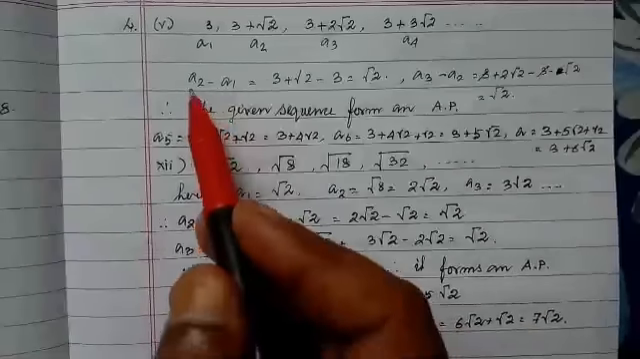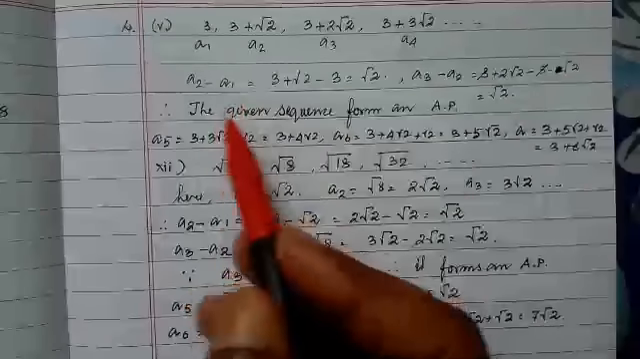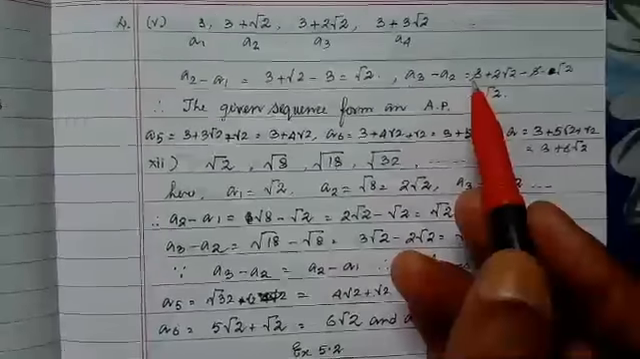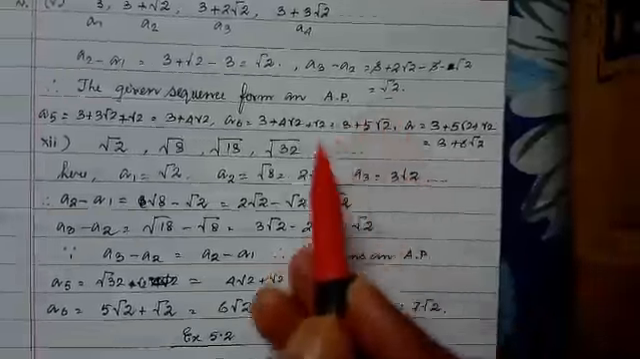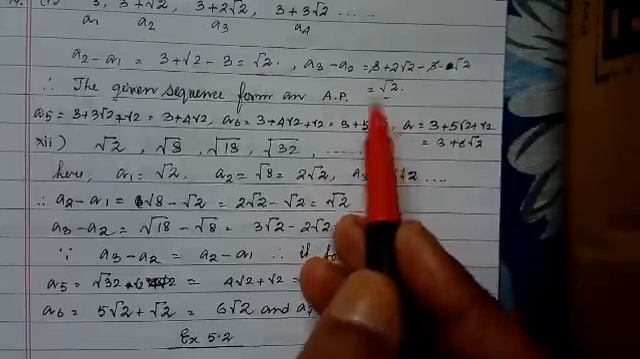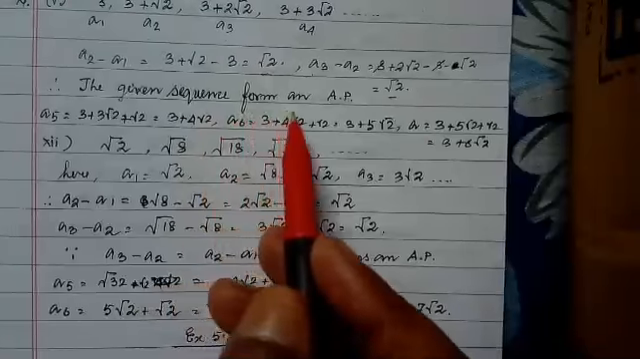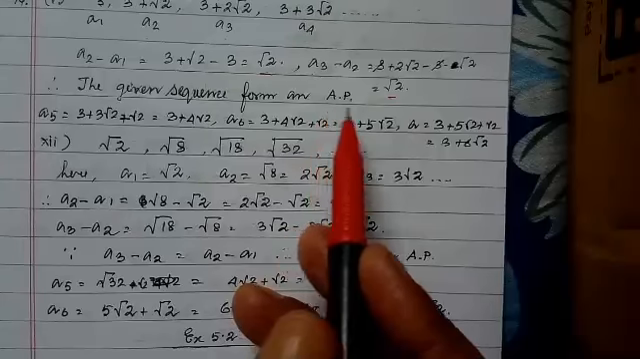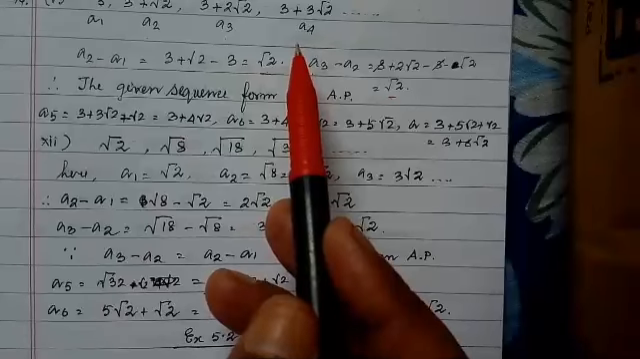Now to find the difference, a2 minus a1, that is root 2, and a3 minus a2 is equal to 3 plus 2 root 2 minus 3 minus root 2, that is again root 2. So what we have seen, as the difference is the same, the difference is common and it becomes the common difference, therefore the given sequence forms an AP. As it forms an AP, we have to determine 3 more terms. We are given up to a4, we have to determine a5, a6, a7.